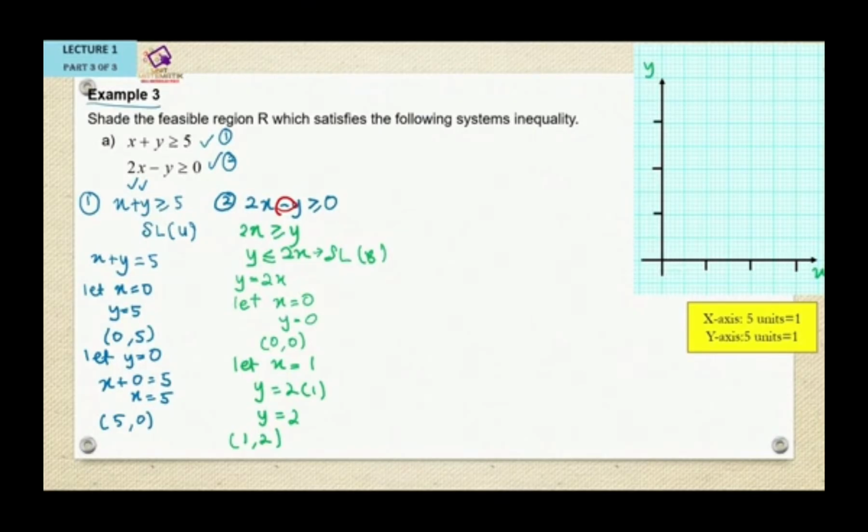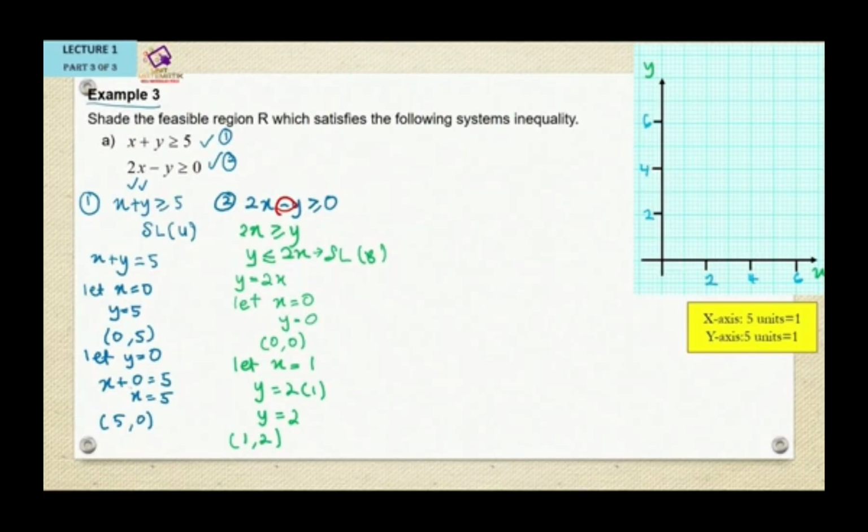So here, since 5 units equals 1 for the x-axis, it means this will be 2, 4, 6. For the y-axis also 2, 4, 6, because 5 units equals 1. Since here we have 10 units, this is 2, 10 units, this is 4, 10 units, this is 6. So you should understand.